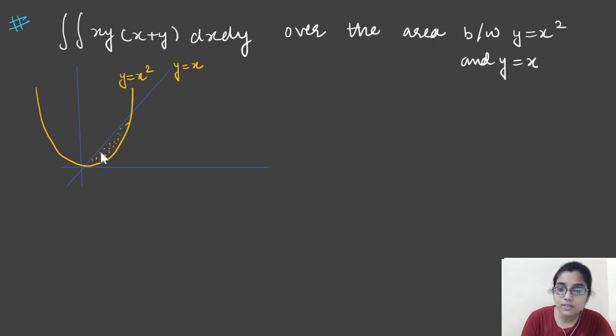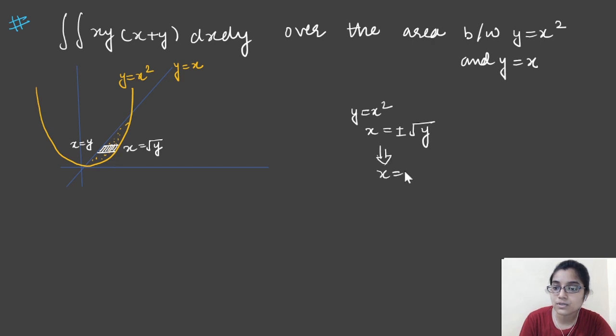So suppose somebody wants to find the limit of x in terms of y. You will draw a strip which is parallel to the x-axis, and from where to where is it going? Because we have to go from left to right, it is going from x is equal to y to x is equal to root y. Why am I saying root y? Because we have y is equal to x square, this parabola, so we will get x is equal to plus minus root y. But since we are working in the first quadrant, we are going to choose x is equal to root y.